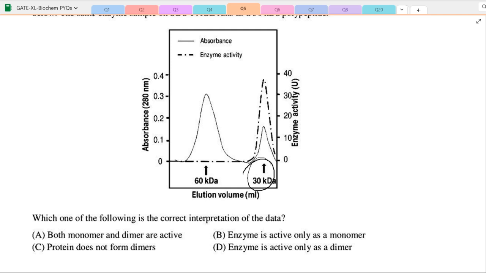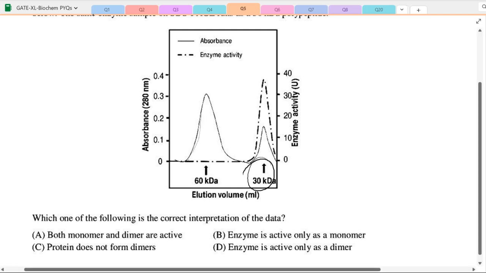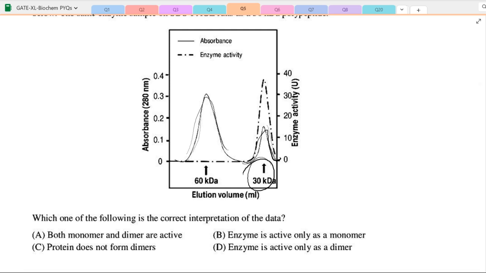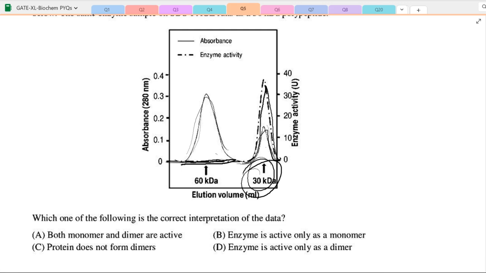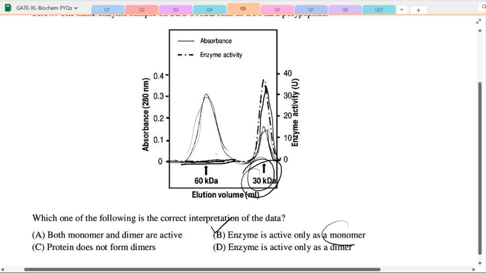So first of all, you look at the absorbance: it is high at 60 kilodalton, and also high at 30 kilodalton, which means the enzyme is basically getting cleaved here from 60 kilodalton to 30 kilodalton. Probably it's a dimer. However, you also observe that the enzyme activity is almost zero at 60 kilodalton, and it increases when it is at 30 kilodalton. So the correct answer here is option B, that is, the enzyme is active only as a monomer. So it's a dimer when it is at 60 kilodalton.